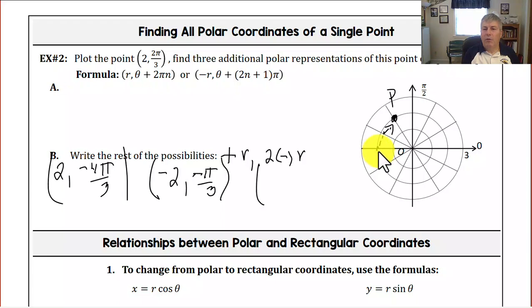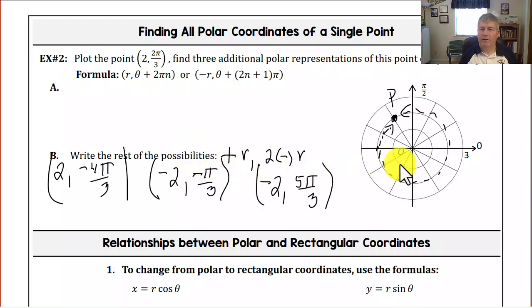Likewise, we could rotate in the opposite direction from there and rotate all the way around, and that is the positive direction, so we could call that -2, and a rotation of positive 5 pi over 3. Those are 3 different ways to land us at 2 pi over 3.